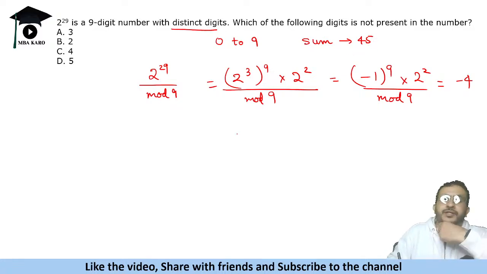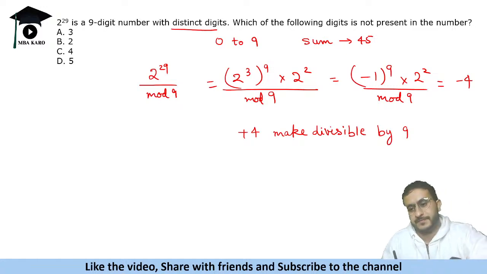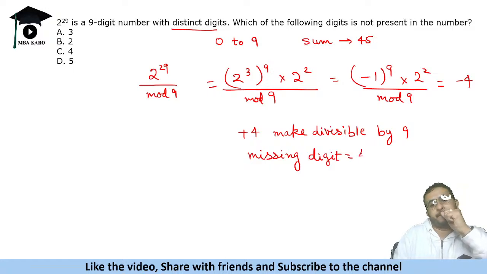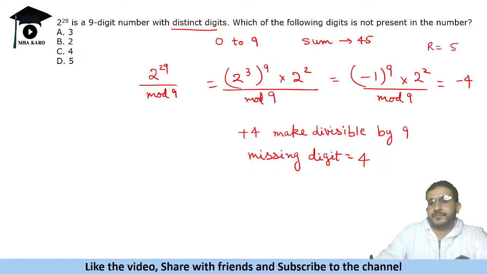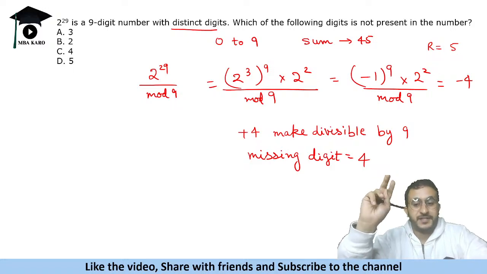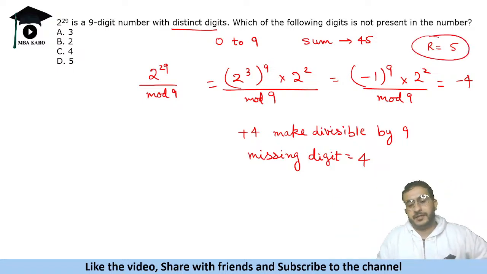So that means you need to add 4 to make it divisible by 9. ठीक है, so that is why missing digit is 4. आपका रिमाइंडर 5 आ गया होगा. ठीक है, so the ones who are answering 5 you got the remainder 5. पर 5 आंसर नहीं होगा. You need to add 4 to make it. So let us say आपका remainder 5 आया. Yes, you are right that remainder is 5.